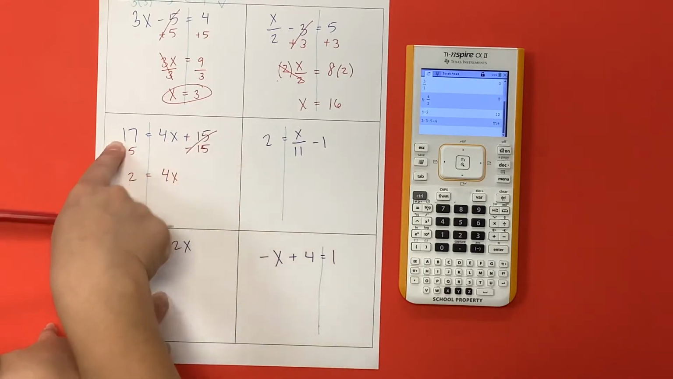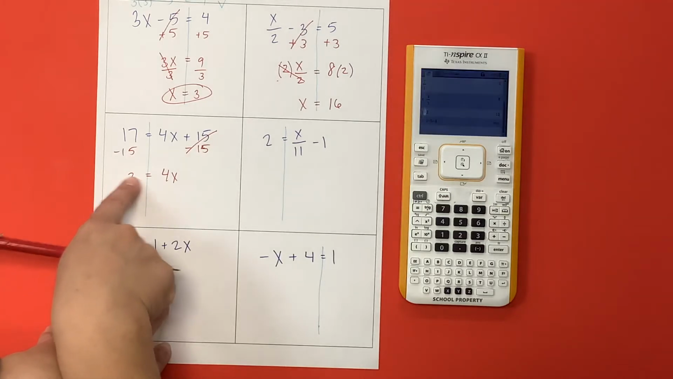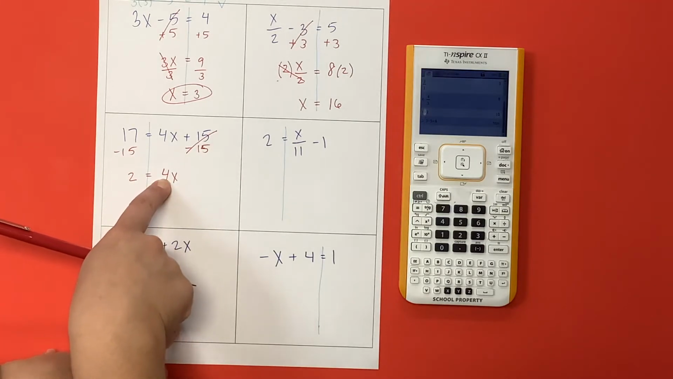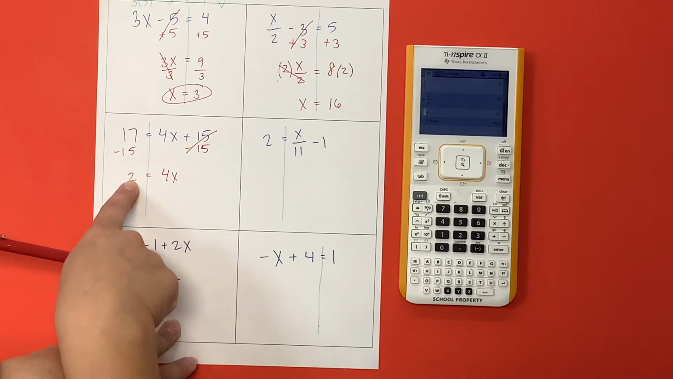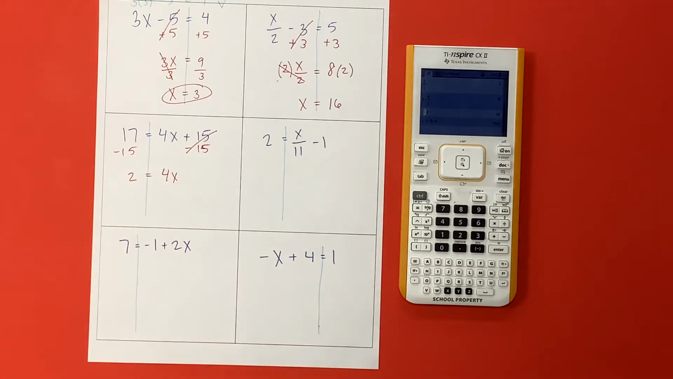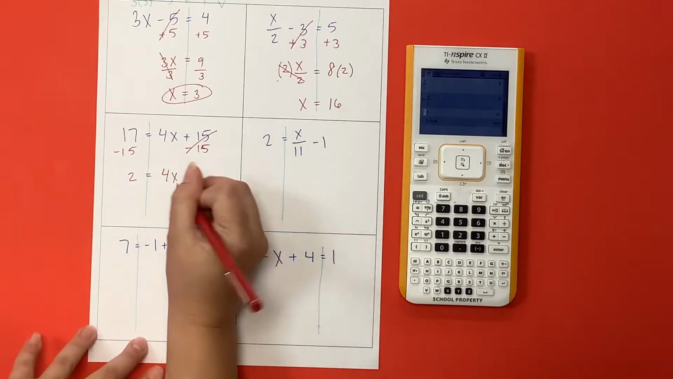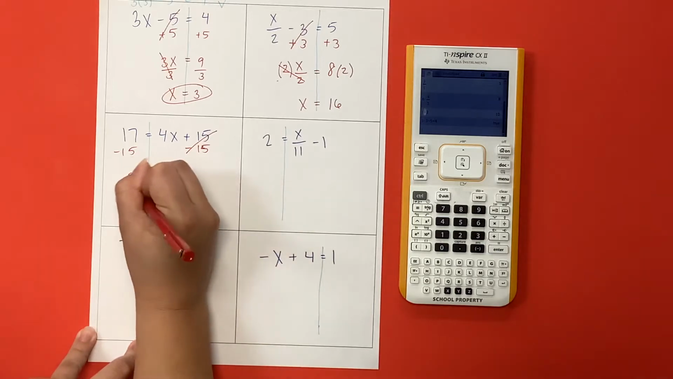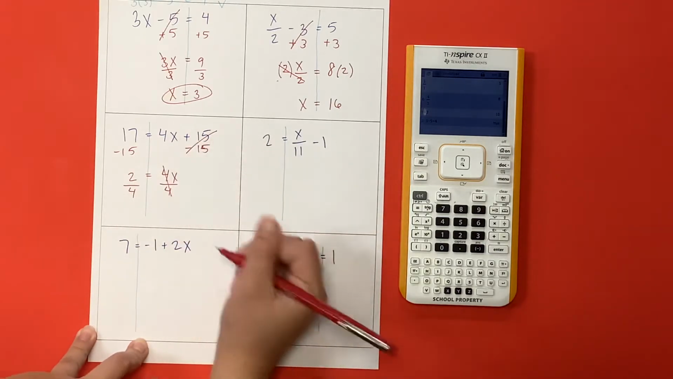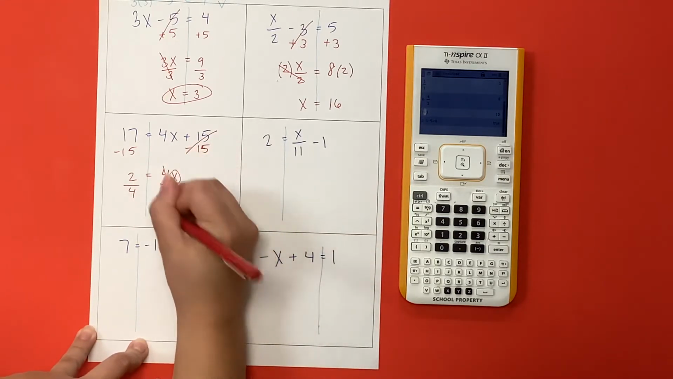We moved it over here to this side. All right, so now I have 2 equals 4x. You could probably figure out what number times 4 equals 2, but if you can't, because that's kind of a hard concept to figure out, let's divide both sides by 4. Cancels out here. We are left with just this x, right?